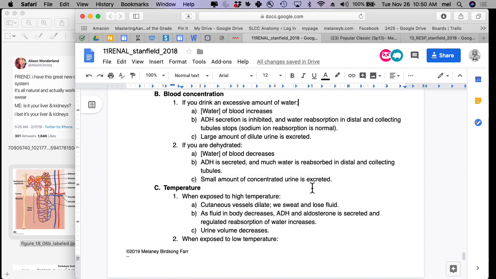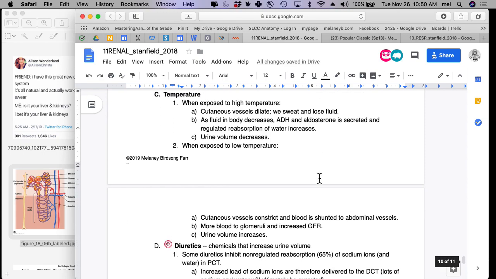If you are dehydrated, the water concentration of your blood decreases, hypertonic, yes, and then ADH is secreted. It targets the distal convoluted tubule and the collecting duct, loads up those aquaporins, right? And then you get water reabsorption of the distal convoluted tubule and you don't pee as much. So if you don't drink a lot, you don't pee a lot because of ADH. Yes? Okay. And then temperature.